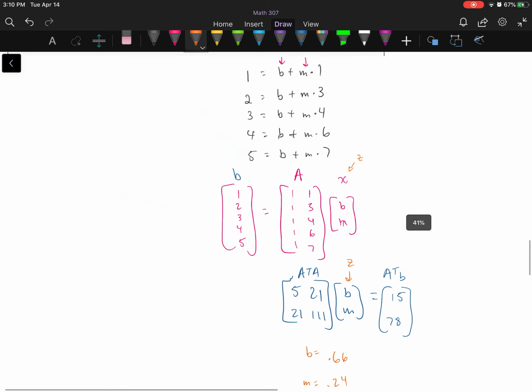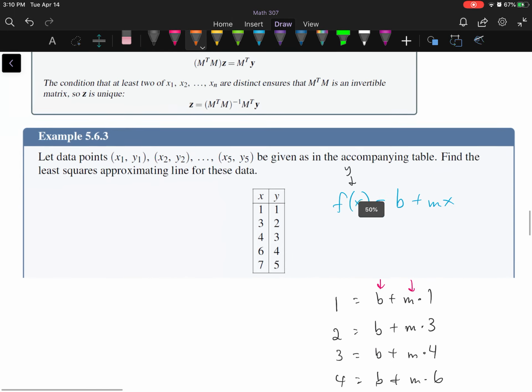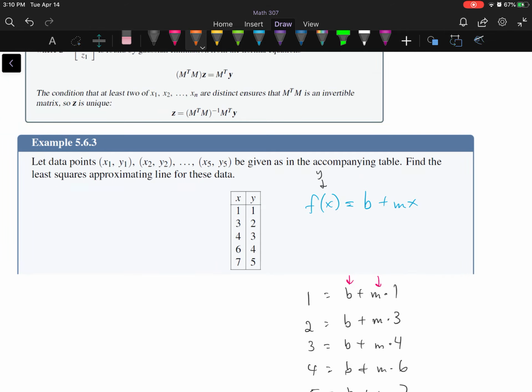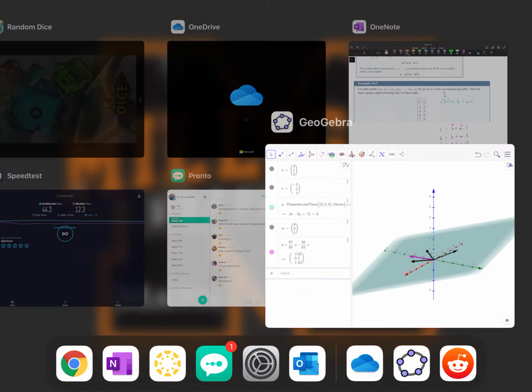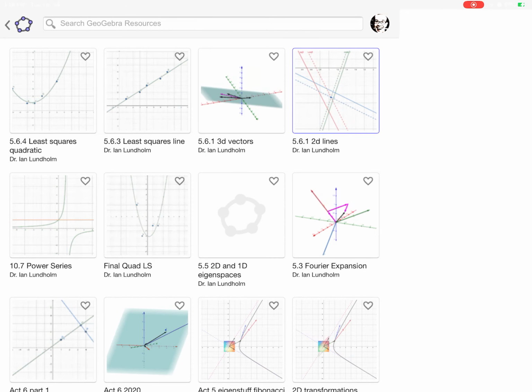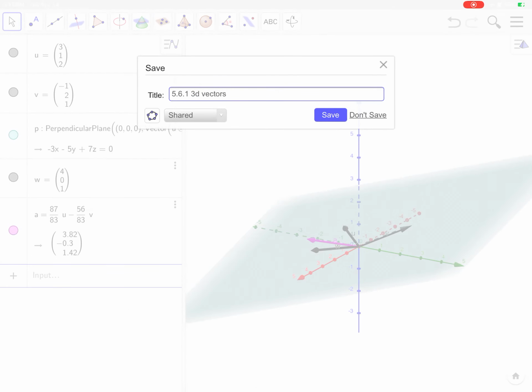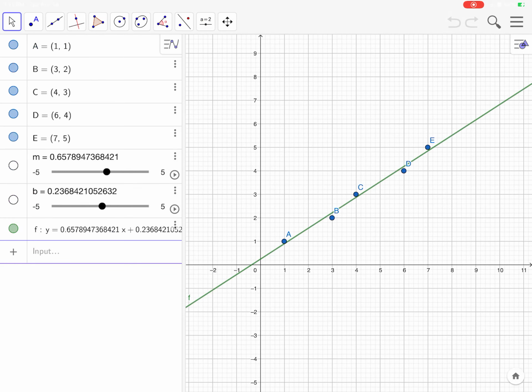Let's take a look at what this would have been graphically. So we're going to go back to GeoGebra. Please, GeoGebra. You're killing me. 5.6.3. Don't save. We're back.